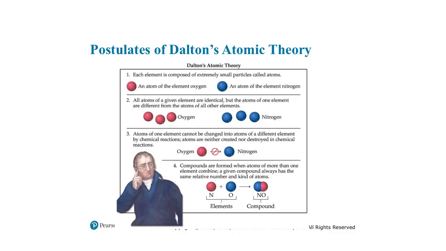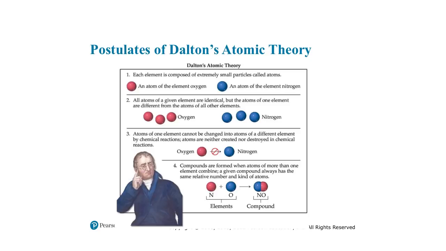Dalton made a few postulates about atomic theory. One is that elements were said to be composed of extremely small particles called atoms. And so you can have different types of atoms, such as oxygen atoms and nitrogen atoms, that are different from each other. All atoms of a given element are identical to each other, but the atoms of one element are different from atoms of the other elements. So all the atoms of oxygen would be the same, according to Dalton, and all the atoms of nitrogen would be the same, again, according to Dalton.